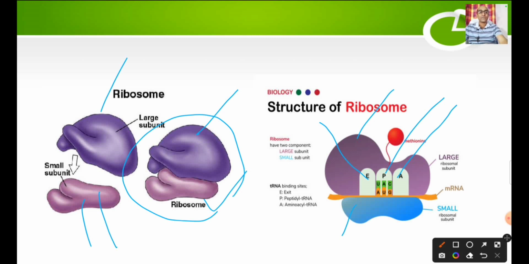So these are the compartments of the ribosome, and the fourth one is the mRNA binding site. This is the mRNA binding site. So this is what the structure of the ribosome is. It's a very simple one.